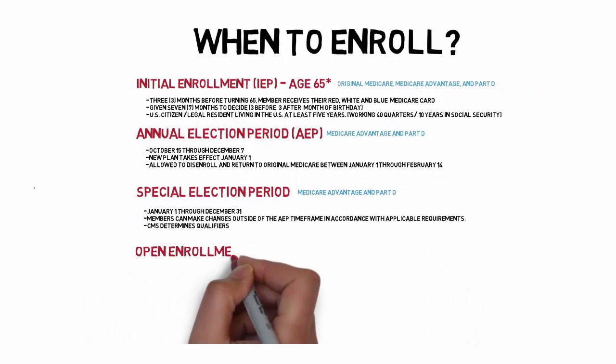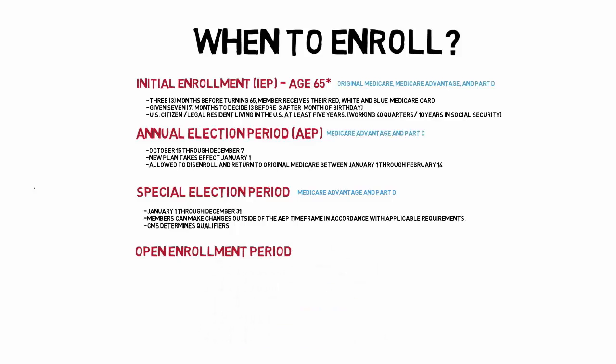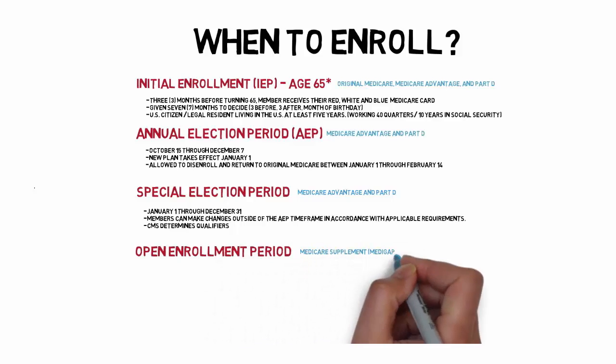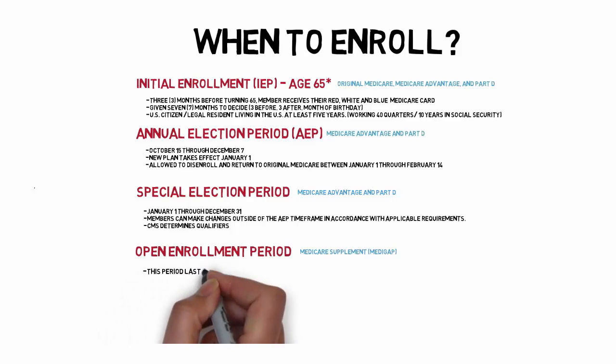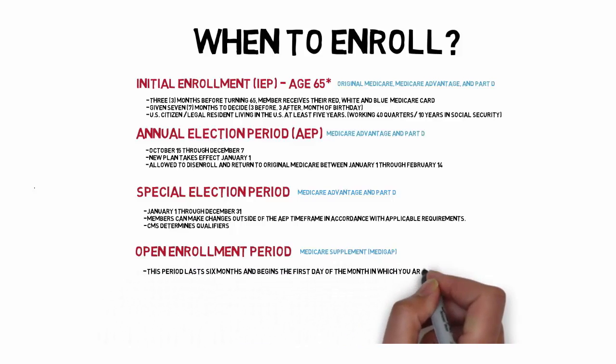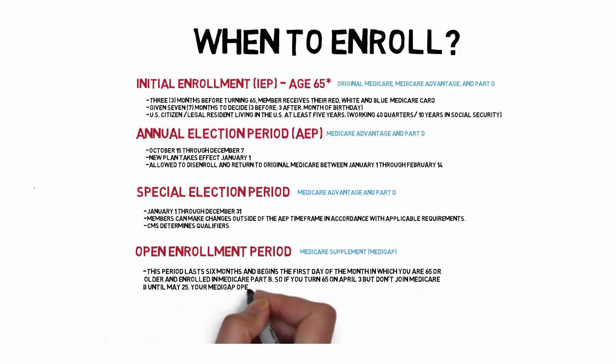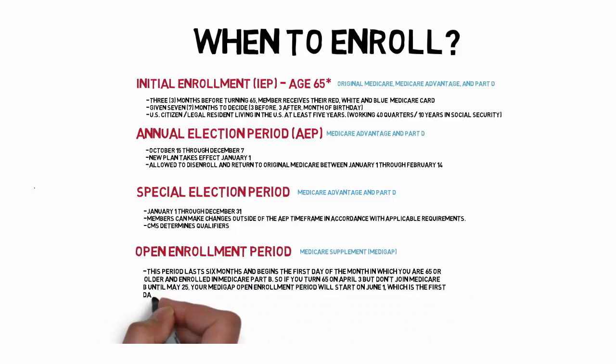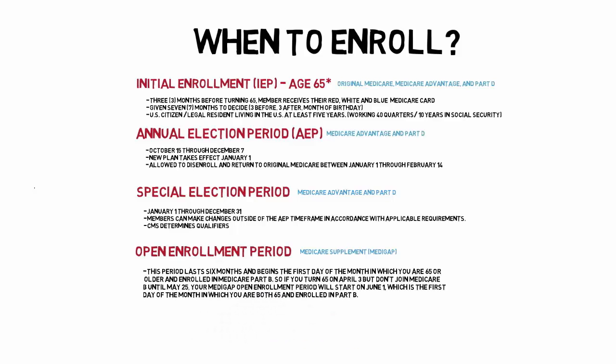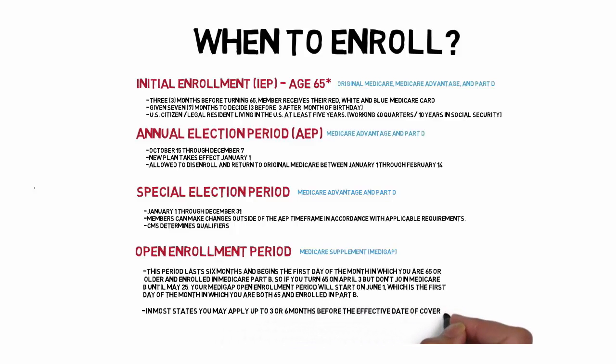For Medicare supplements, you have what's called an open enrollment period. This period lasts 6 months and begins on the first day of the month in which you turn 65 and you're enrolled in Medicare Part B. Then if you delay enrollment into Medicare Part B, you can get it later when your Medicare Part B does start. In most states, you may apply for a Medicare supplement plan up to 3 to 6 months before the Medicare supplement plan needs to start.